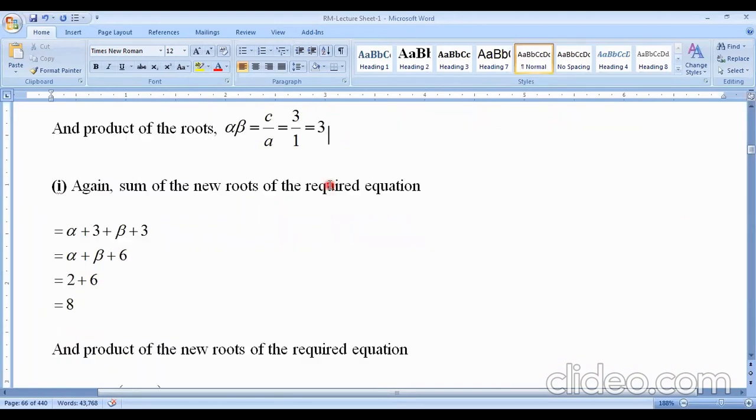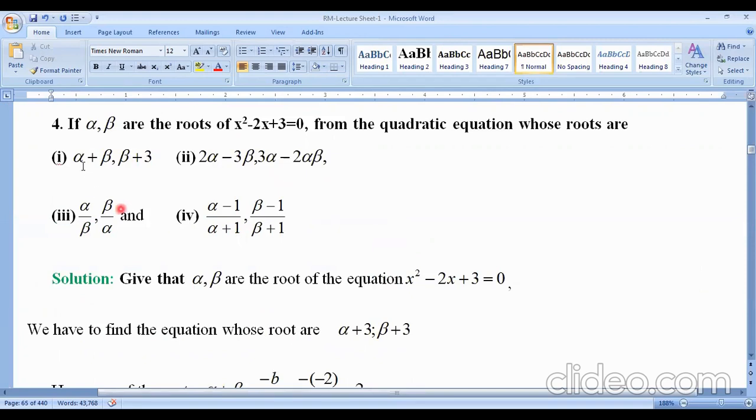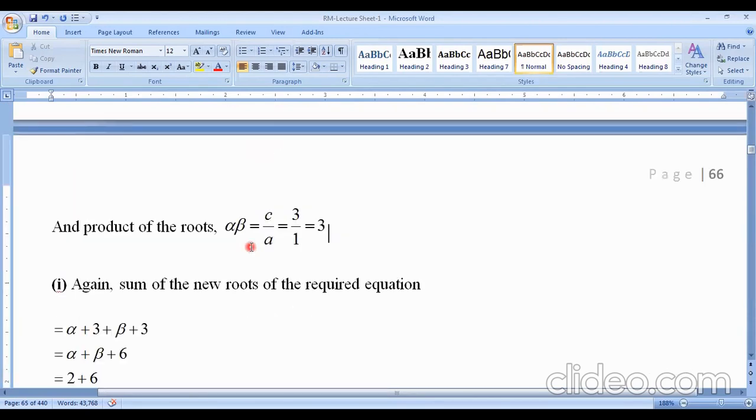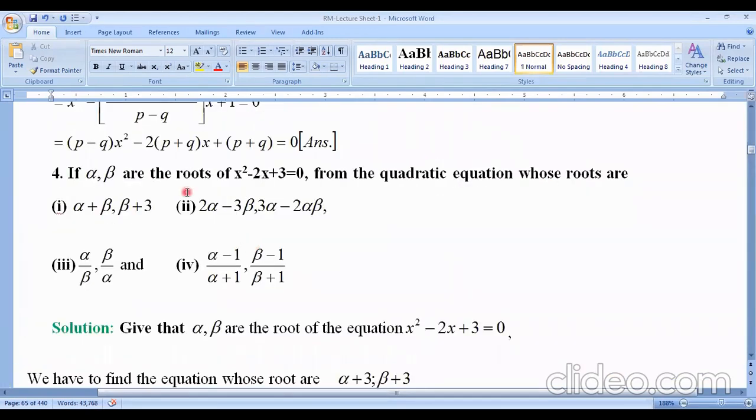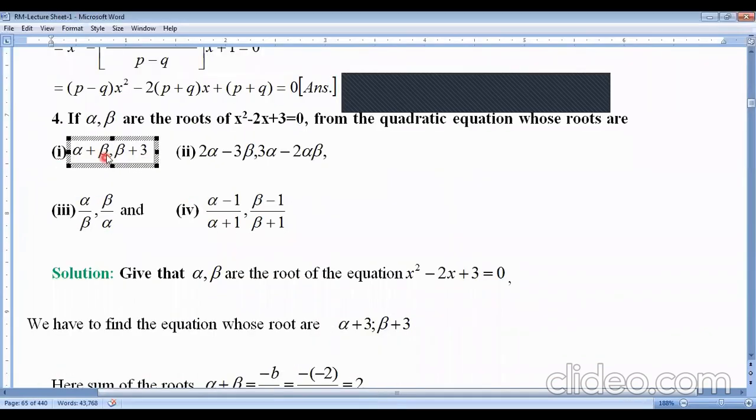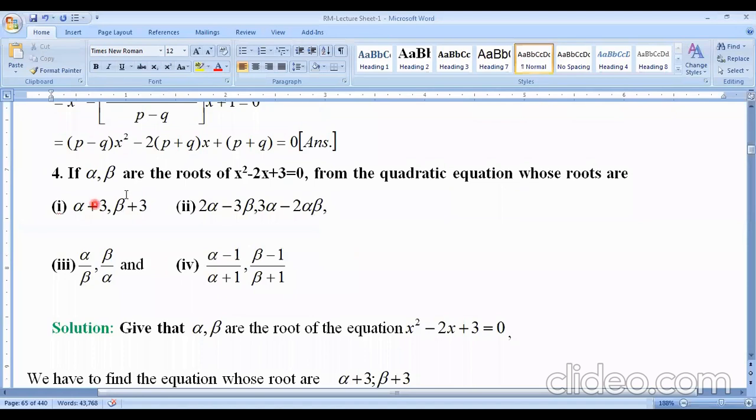So product of the roots will be 3. Now we have to find the equation whose roots are alpha plus 3 and beta plus 3. There was a little mistake earlier; this will be alpha plus 3 and beta plus 3.